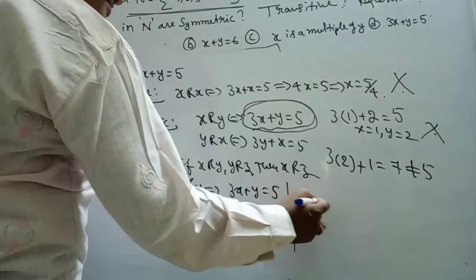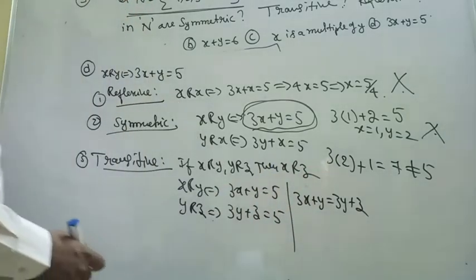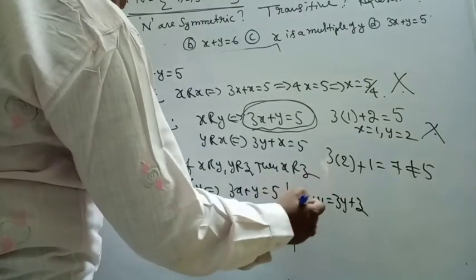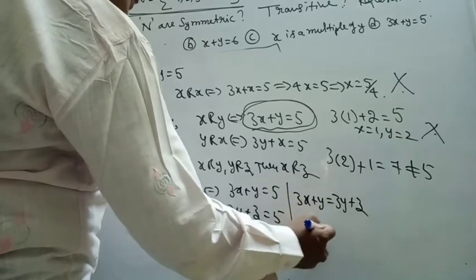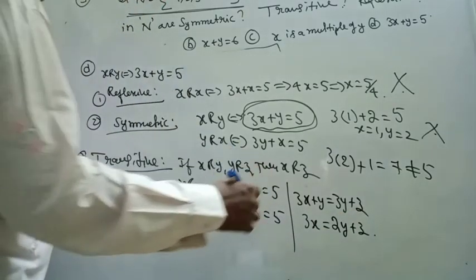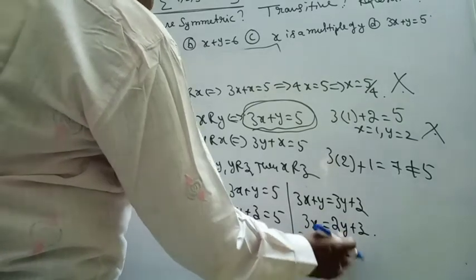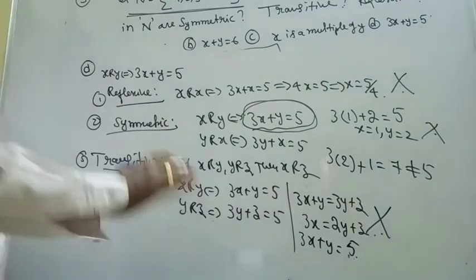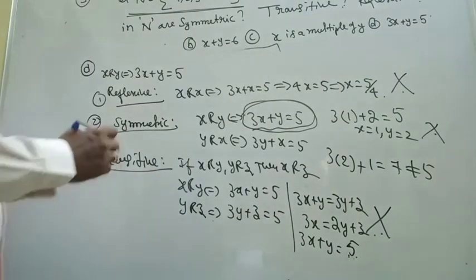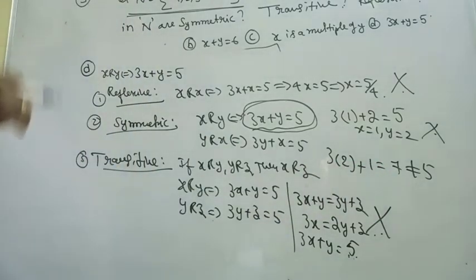Now 3x plus y is equal to 3y plus z, because both are equal to 5. Now from this, my dear students, 3x is equal to 2y plus z if we transfer that side. I cannot get 3x plus y equal to something, I have to get 5. It won't satisfy at all. It is not at all possible. Therefore this relation is not reflexive, not symmetric, not transitive, where x related to y means 3x plus y is equal to 5.